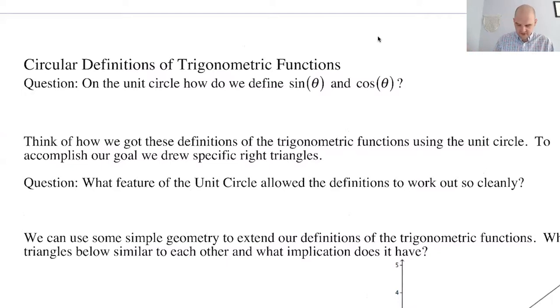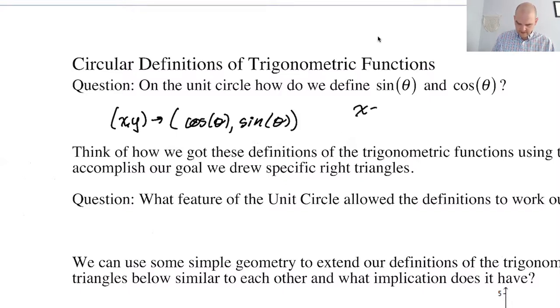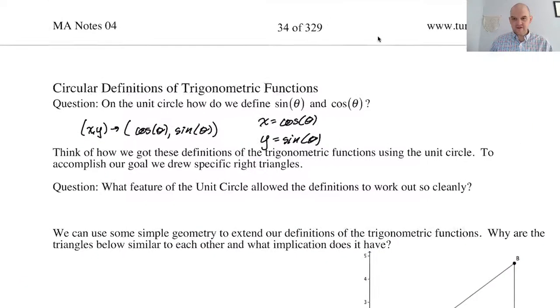We said that on the unit circle, every ordered pair (x, y) becomes (cosine of theta, sine of theta). And so that means that x is cosine of theta and y is sine of theta. You'll find as you do enough math, x frequently, if not always, goes with cosine, y frequently, if not always, goes with sine. It's a very close relationship that they have. So there's a reason that these worked out really well.